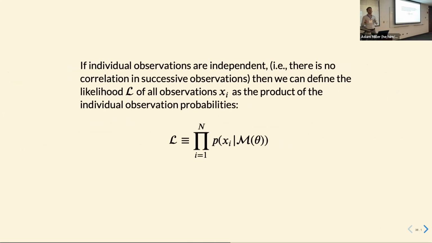So if we have many different observations, each of which is independent, meaning there's no correlation between successive observations, then we can define the likelihood of all of the observations as the product of the individual probabilities. So every one of those x's that we had in our previous plot, we just have a probability for what the value of that observation is given some model parameters. We multiply all those probabilities together, and that is the likelihood.